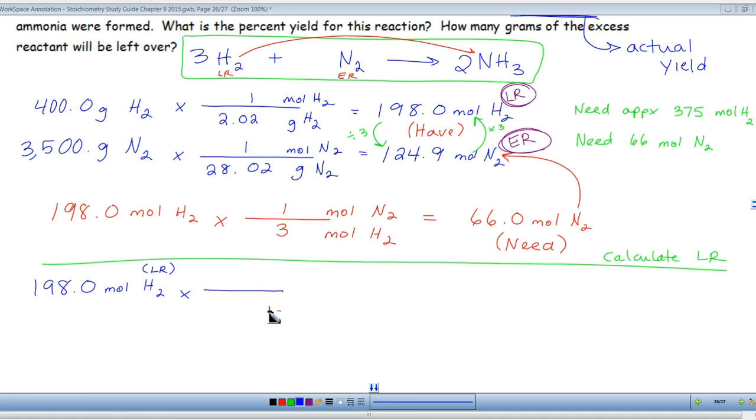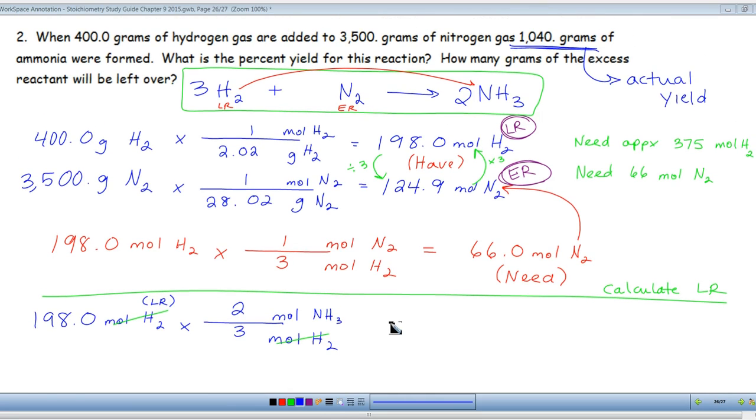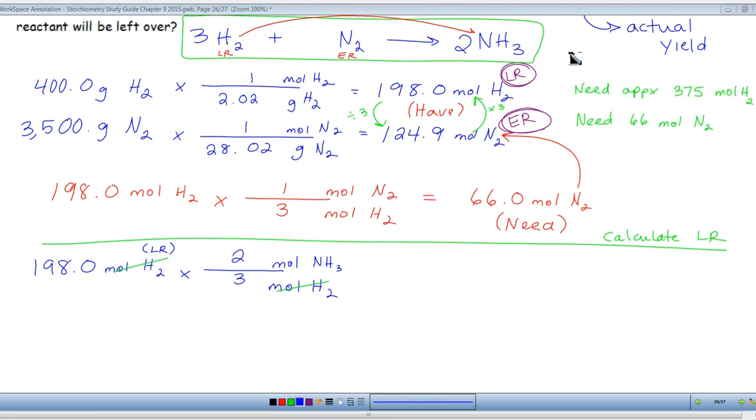Since I'm in moles, now I can cancel moles of hydrogen and switch it to moles of my product, ammonia, NH3. The ratio is 2 to 3. I find joy in crossing these off. So now I'm at moles of ammonia, which I'm trying to calculate the theoretical yield, and the actual is given in grams, so we might as well bring this one back to grams. All right, I'm going to cancel moles of ammonia and bring it to grams.